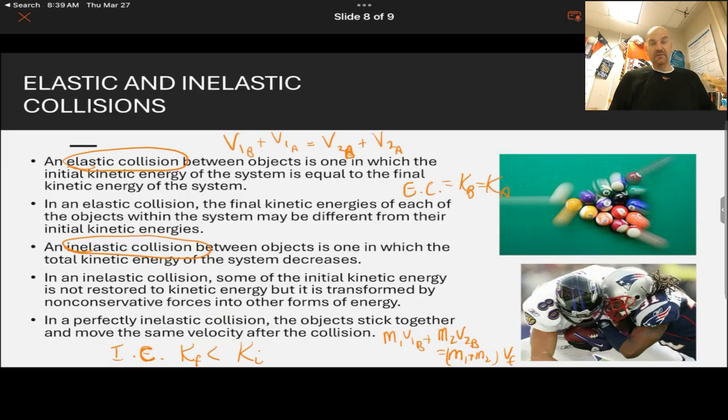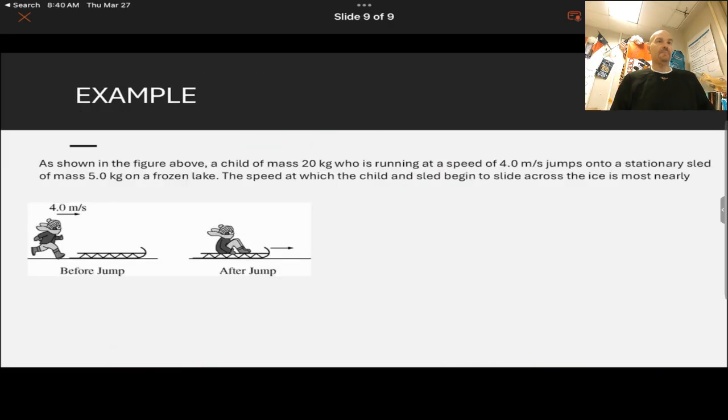All right, so let's look at an example problem. This is an inelastic collision. As shown in the figure, a child of mass 20 kilograms running at a speed of 4 meters per second jumps onto a stationary sled of mass 5 kilograms on a frozen lake. The speed at which the child and the sled begin to slide across the ice is most nearly what?